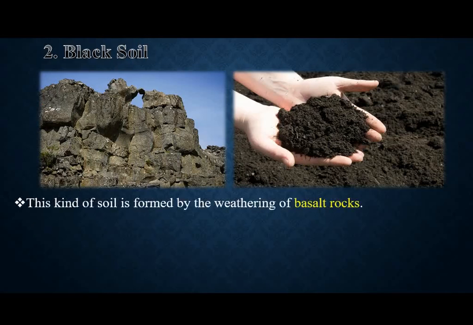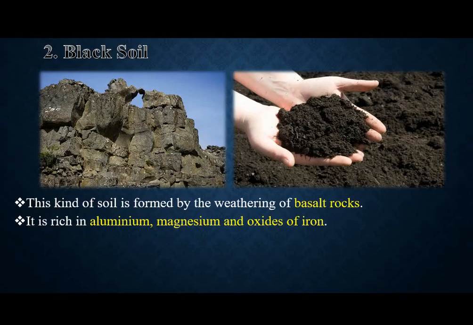The next one that comes up here is black soil, which is actually black in color and has basalt rocks in it. What exactly does it contain? It contains basalt rocks, and it is very rich in aluminium, magnesium and oxides of iron, and that's why it has the black color.